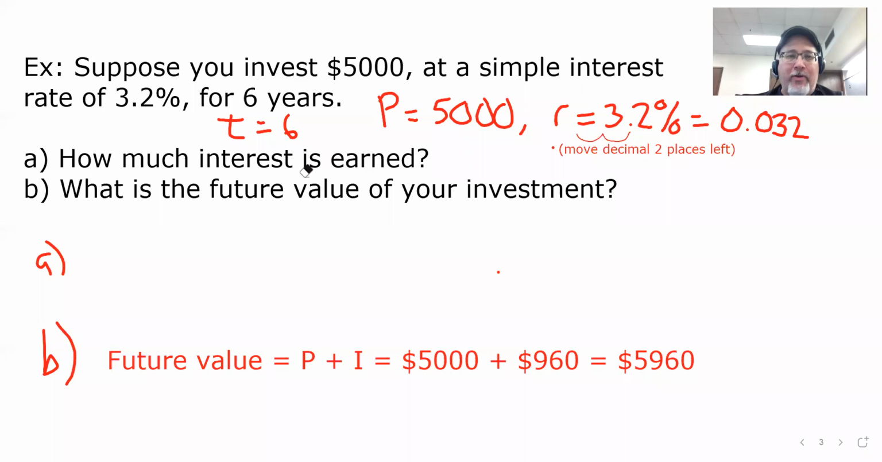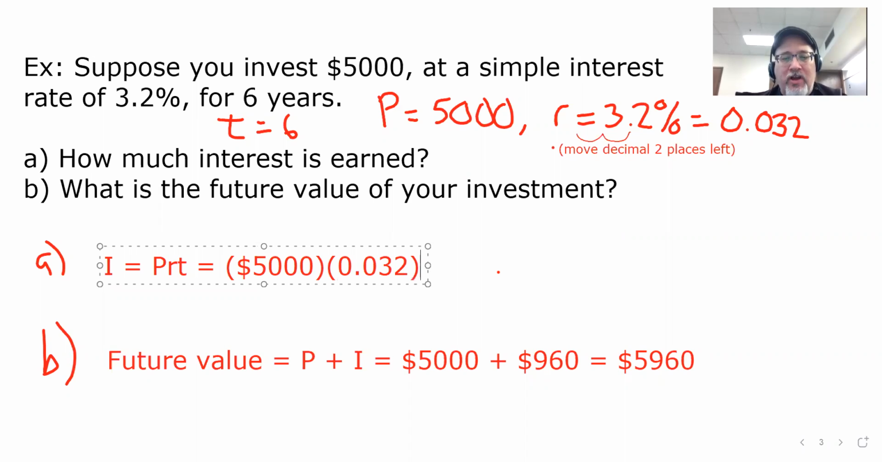And if you're wondering why I'm erasing all this, it's because it's going to be a lot cleaner, and I wish I'd done this first. If I had typed I equals PRT, which is equal to $5,000 times 0.032 times 6, and that ended up being $960.